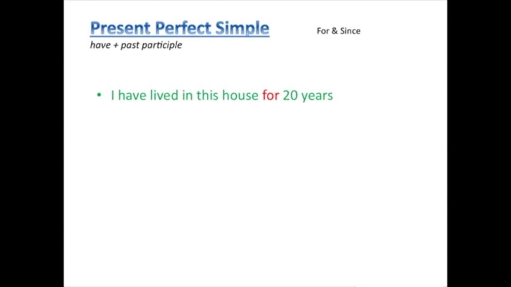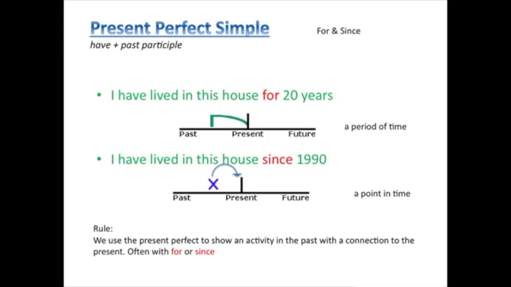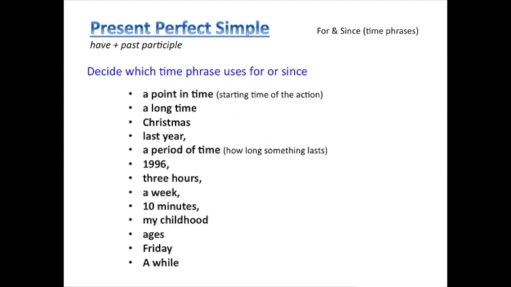The present perfect simple is often used with the adverbs for and since. When we use for, it's about a period of time or duration, and when we use since, it's about a point in time. We use the present perfect to show an activity in the past with the connection to the present, often with for or since.